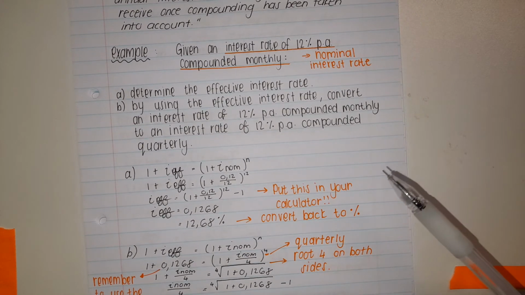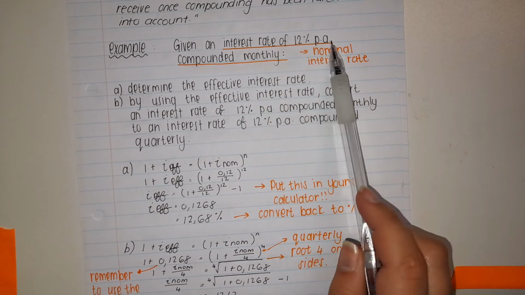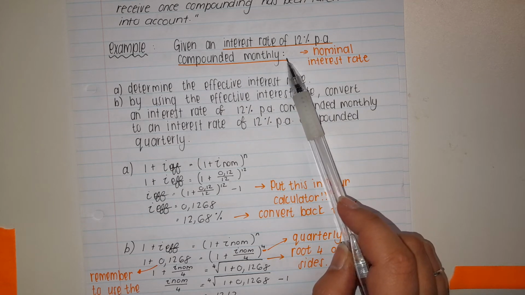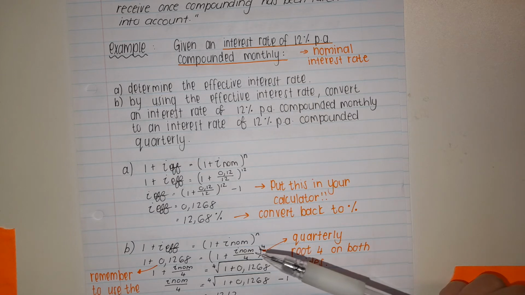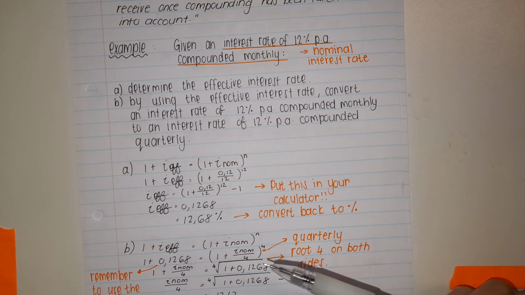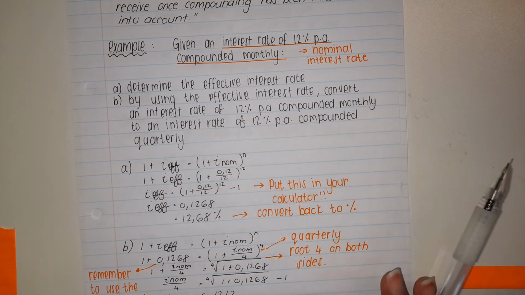For example, given an interest rate of 12% per annum compounded monthly. This, our original interest rate, we also call our nominal interest rate. Now, question A: determine the effective interest rate. And then question B: by using the effective interest rate, convert an interest rate of 12% per annum compounded monthly to an interest rate of 12% per annum compounded quarterly. So we need to change our monthly into quarterly.